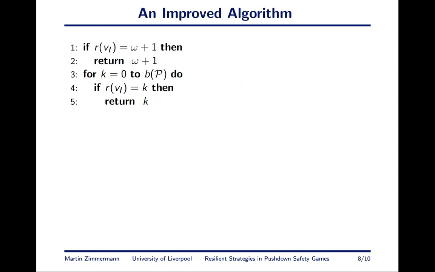And now we can improve our algorithm because we have a finite search space now. So what we get is we first check whether the value is omega plus 1. If it is, we return omega plus 1. And otherwise, we just search from k equals 0 up to this bound B of P and check whether the resilience value is equal to that k. And by our previous lemma, we know that it has to be one of those finitely many values, doubly exponentially many values to be precise.